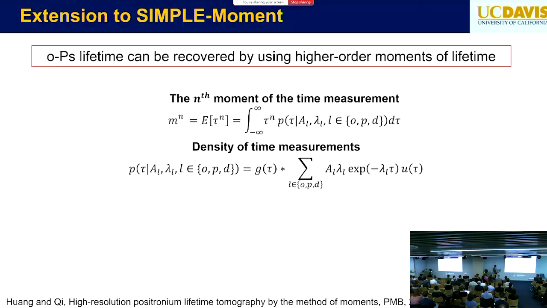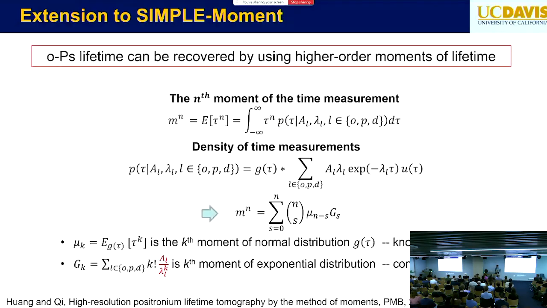For this exponentially modified Gaussian distribution, the moment of the distribution can be computed from the moment of the Gaussian distribution, mu, and the moment of the exponential distribution, g. The mu is known, because that just comes from the normal distribution with a known standard deviation and shift. It's the moment of the exponential distribution that contains the unknown we want to estimate. Once we have these moment images, we can formulate a set of equations and solve for those unknowns.